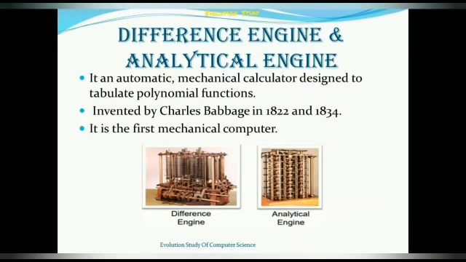Now let's talk about the difference engine and the analytical engine. It is an automatic mechanical calculator designed to tabulate polynomial functions. Invented by Charles Babbage in 1822 and 1834. It is actually the first mechanical computer.